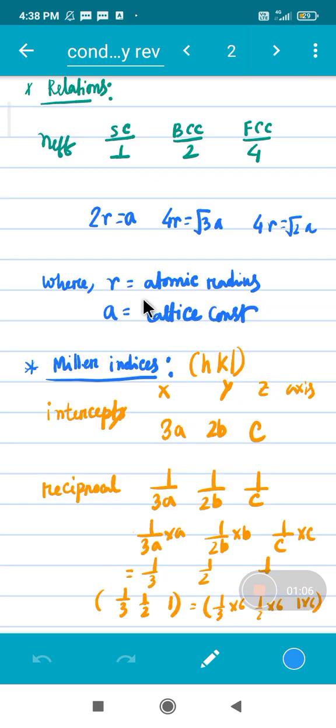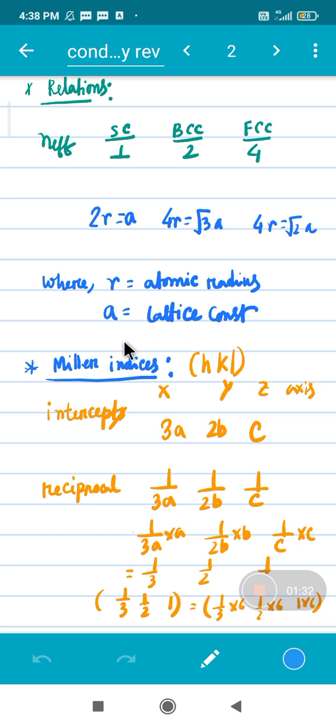And next we will discuss some known relations. For simple cubic, n effective will be 1, for bcc it will be 2, for fcc it will be 4. And you know these relations also: 2r equal to a for simple cubic, 4r equal to root 3 a for bcc, and for fcc it will be 4r equal to root 2 a, where r is atomic radius and this a is called the lattice constant.